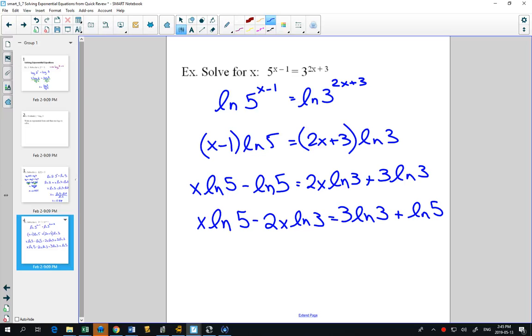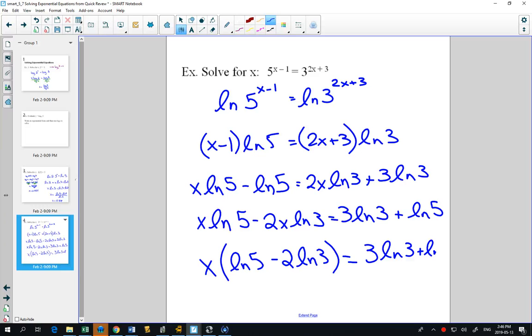If I factor an x out of both of those, in my first term, I'd be left with just the natural log of 5. In my second term, I'd be left with the 2 and the natural log of 3, but the x has been factored out. On the right-hand side, I still have 3 natural log of 3 plus the natural log of 5.